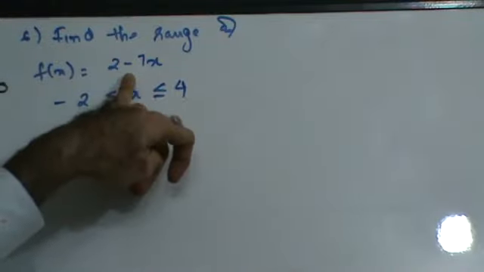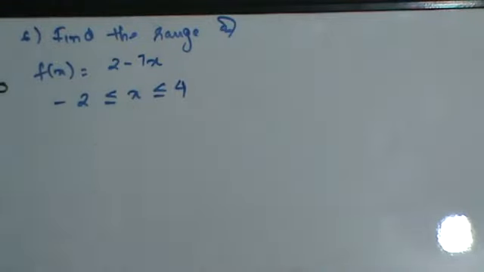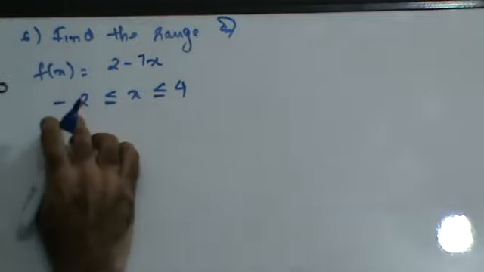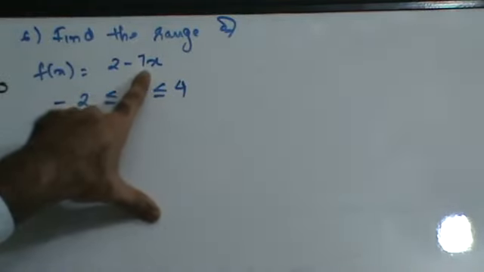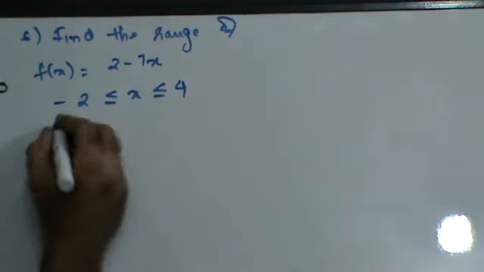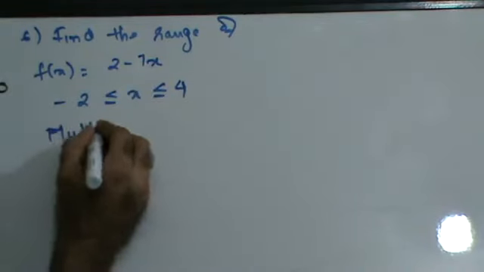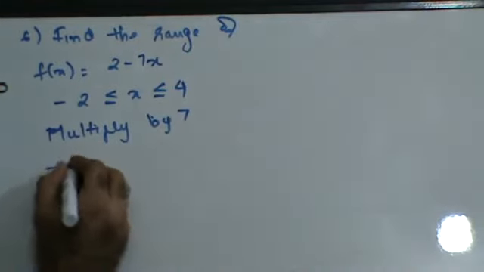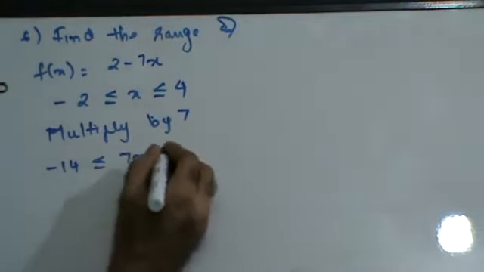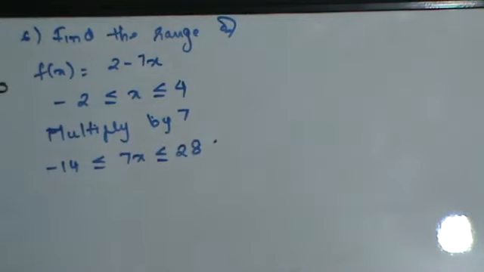Whatever is the value of f of x, you have to get it here. Now they've given you that x is greater than minus 2 and less than 4. Look at the sum, guys. What do I want? I want 7x in the answer. If I want 7x, I will say multiply by 7. So in that case, I'll get minus 14 is less than 7x is less than 28.